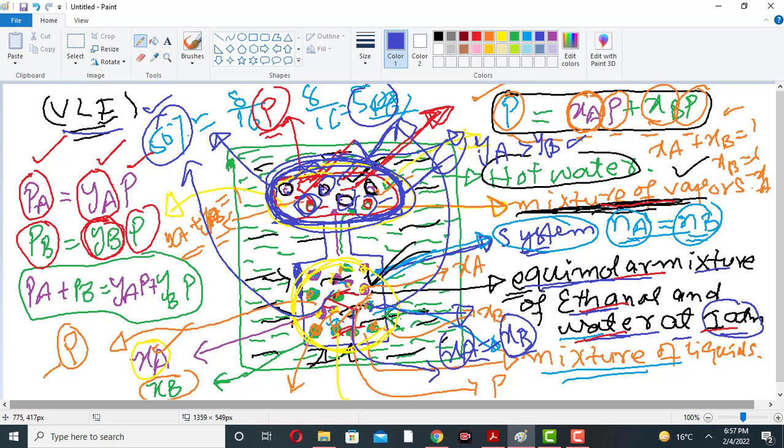Mole fraction is nothing but mole divided by total mole. So mole of A divided by total mole will be equal to XA. Similarly, mole of B divided by total mole will be equal to XB. So this is the equimolar mixture composition.